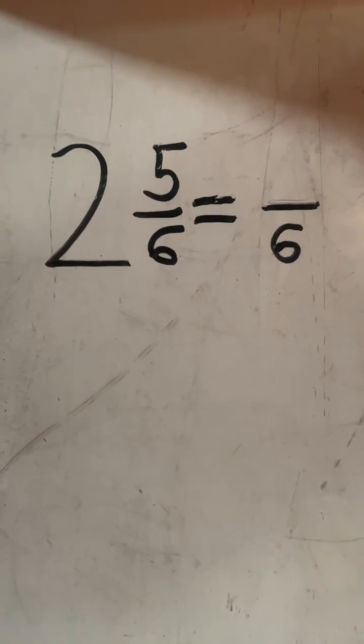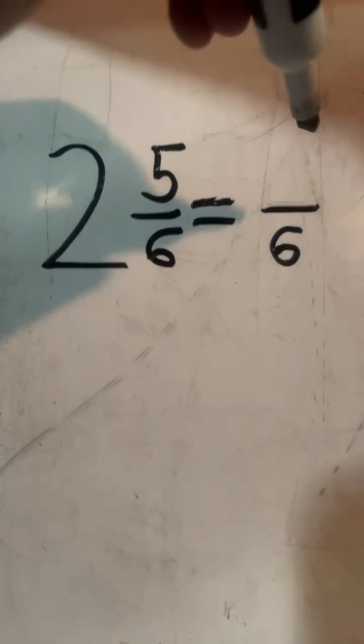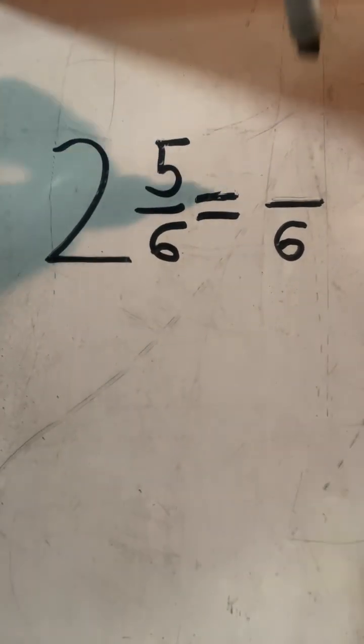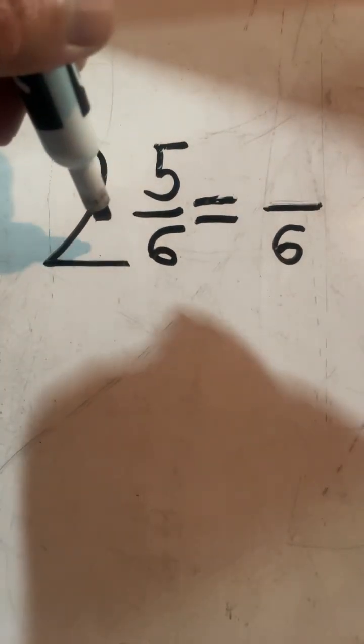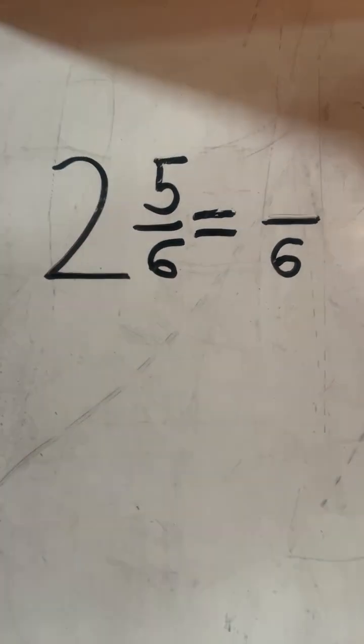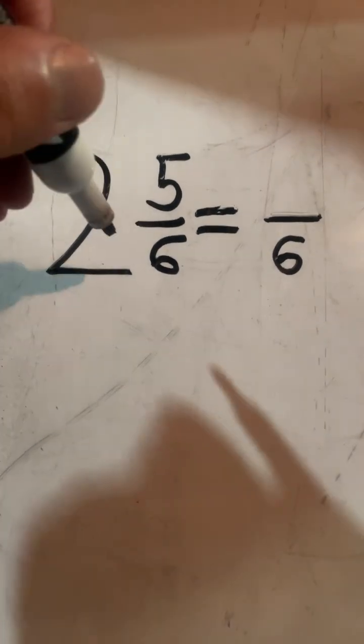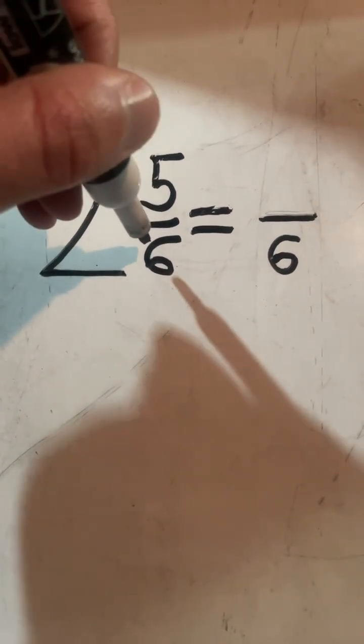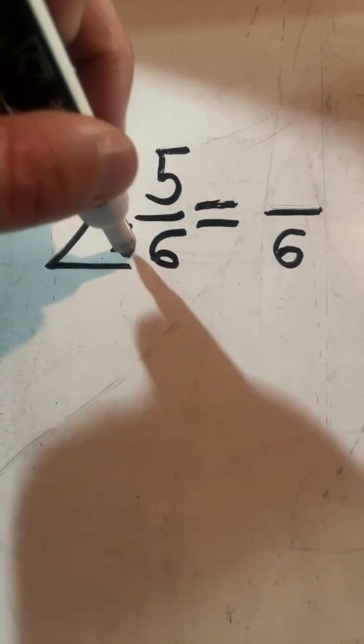Two steps left now. To find out what our numerator is in our improper fraction, we multiply the denominator times the whole number, and then we add the numerator in the mixed number. So step one, we're going to multiply the denominator times the whole number, so we're going to multiply 2 times 6.